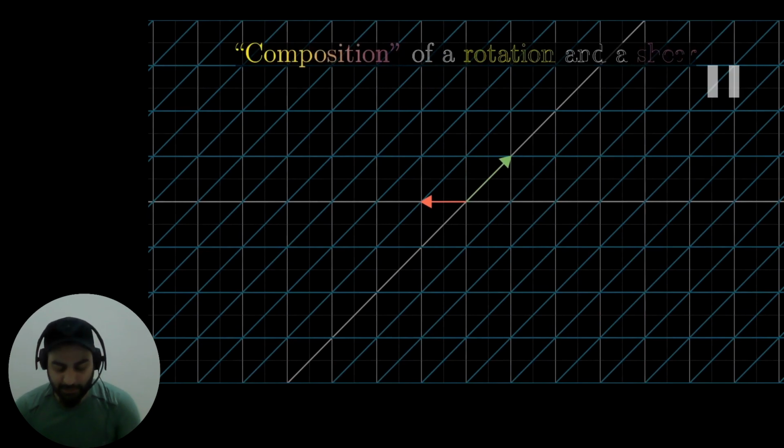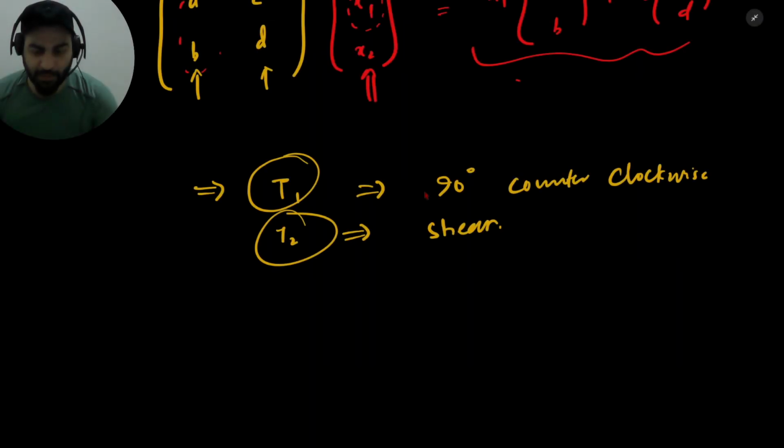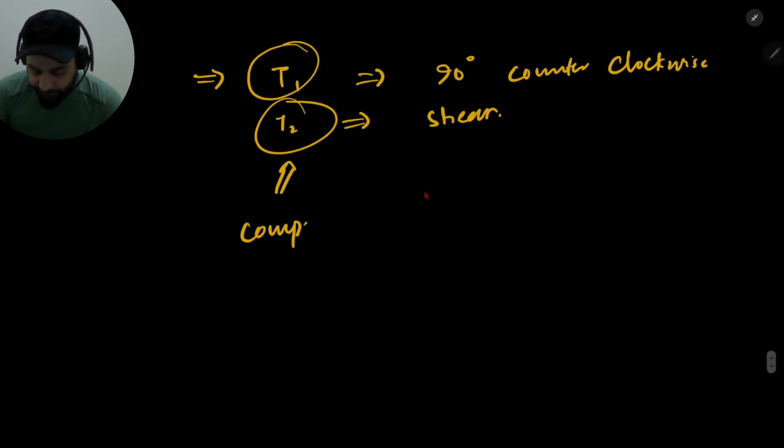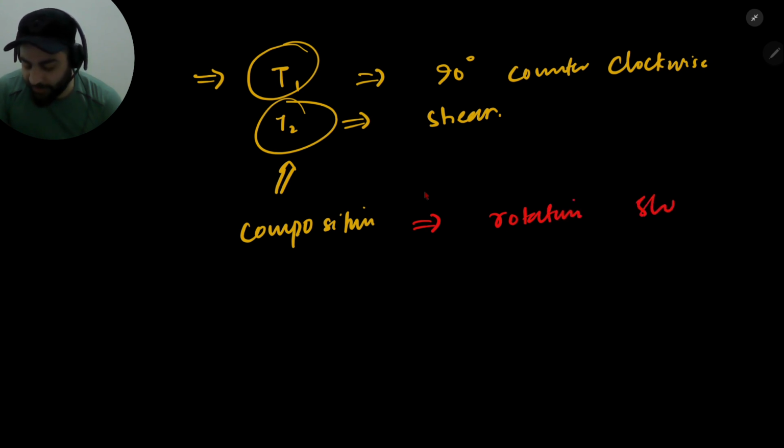So we call this, if we apply one rotation followed by another rotation, we call it composition. Composition. So in composition, what we did is we applied rotation first, followed by shear. And we have even named them. We have the matrix for the rotation, we have the matrix for shear.